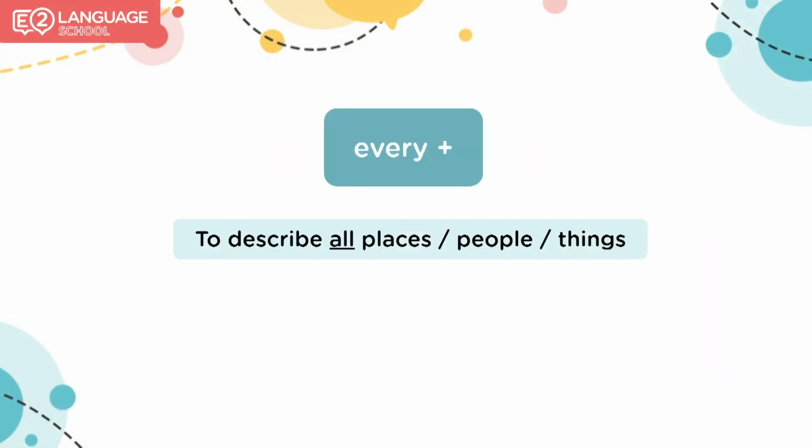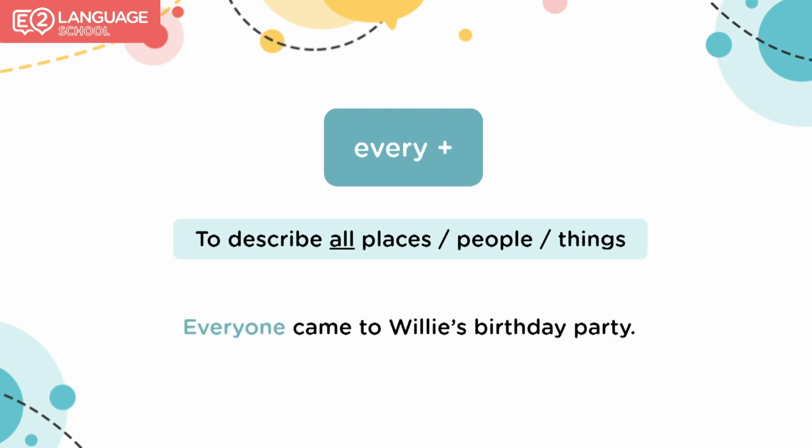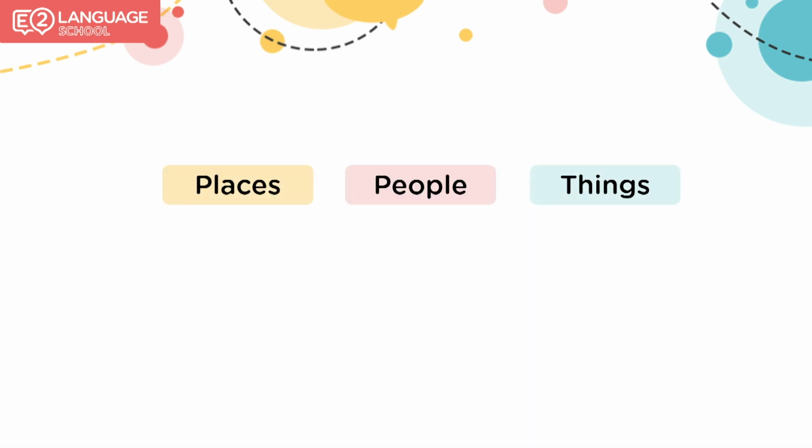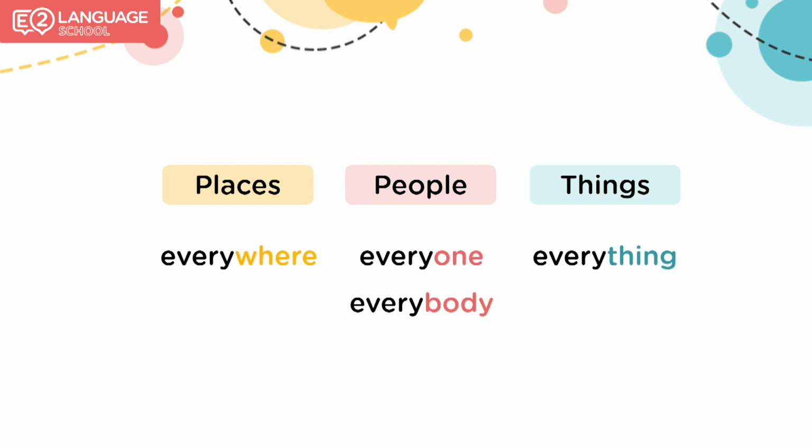We use every to describe all places, people, or things. So for example, everyone came to Willie's birthday party. Everywhere closes at 5 p.m. on Sunday. So, in our group of places, people, and things, for places, we say everywhere, people, everyone, or everybody, and these have exactly the same meaning, so you can use them interchangeably. So, everyone or everybody. And for things, we can say everything.